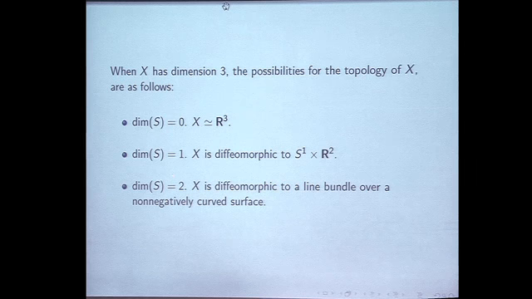If the soul has dimension 2, then X is diffeomorphic to the normal bundle, which is just a line bundle. So the possibilities for the soul, which is a non-negatively curved surface, are: if it's either the two-sphere or the torus, then the line bundle is trivial. You just have a product. If the soul is RP^2 or the Klein bottle, then it's a twisted line bundle.